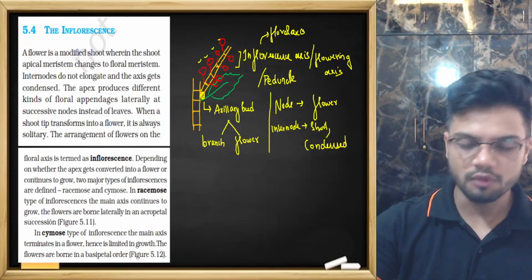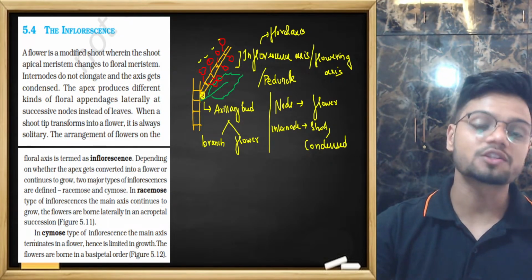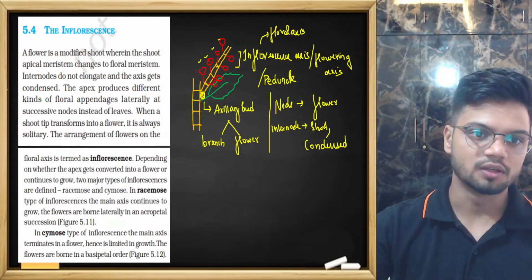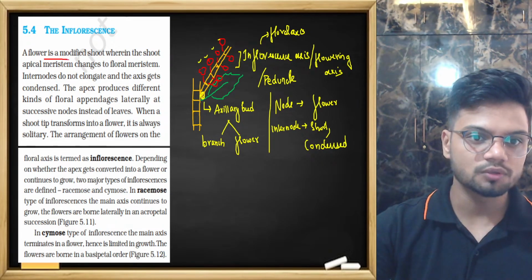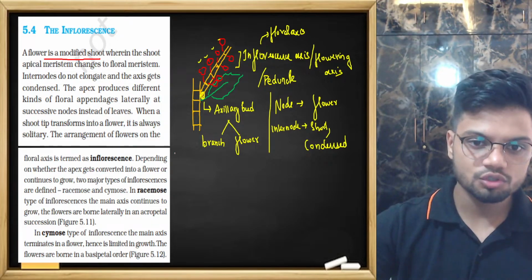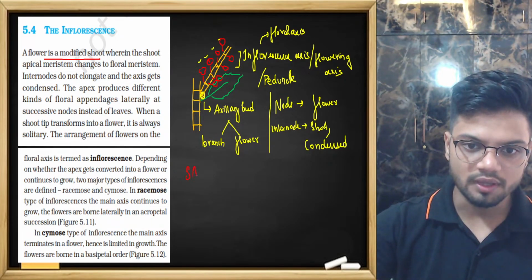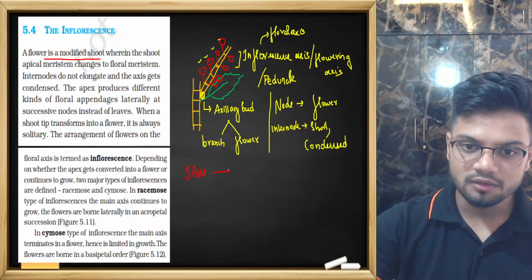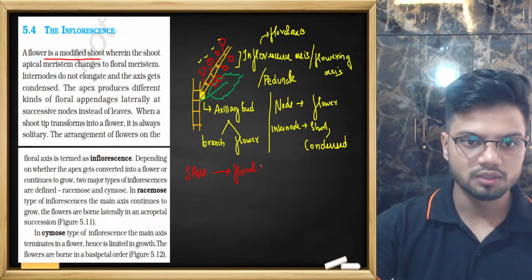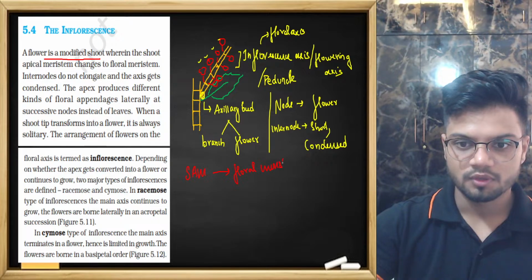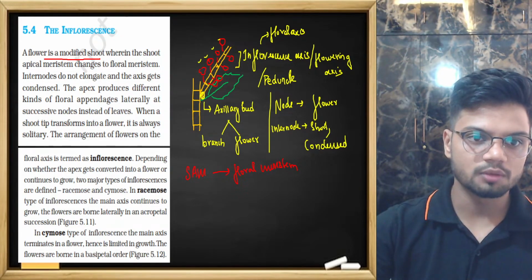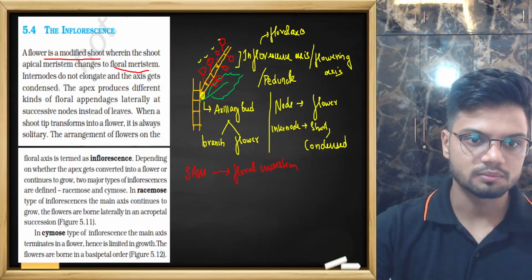But before we talk about inflorescence, your NCERT talks about flower actually. In your inflorescence part, it actually talks about flower. You can see here, a flower is a modified shoot. That is, the shoot apical meristem gets converted to floral meristem. Shoot apical meristem is getting converted to floral meristem.